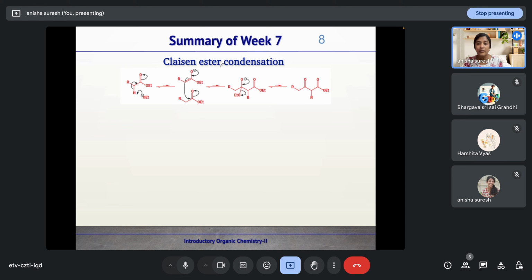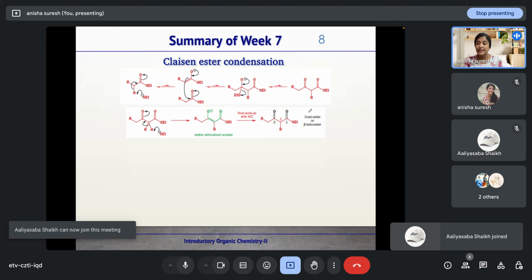Okay, and instead of the same molecule, if you are using two different esters, then it is known as crossed Claisen ester condensation. So this will be formed. Again, this proton can be abstracted. So this is a stable delocalized enolate. This step makes the reaction irreversible, while all the other steps are reversible. Upon workup, we will get the desired product.